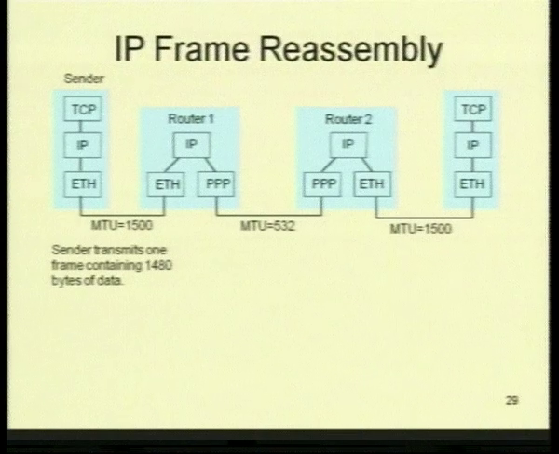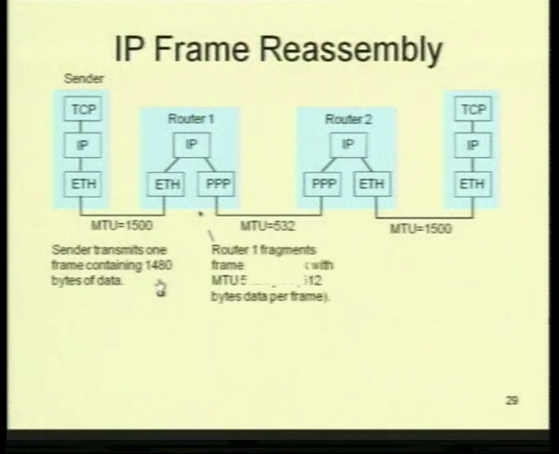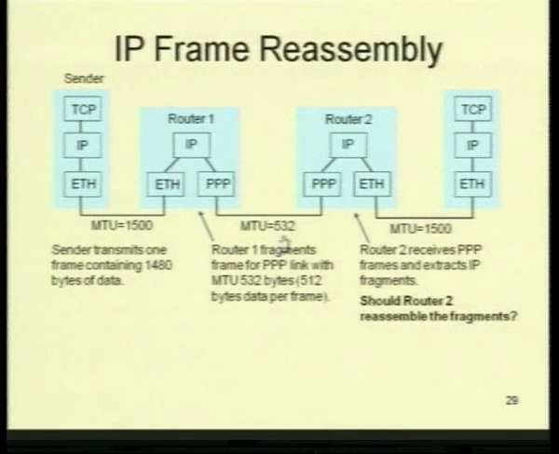So the reassembly part, as I said, takes place at the destination machine. As we saw over here, this is yet another example showing you the data being transferred on an Ethernet network followed by a PPP network which has a 532 byte MTU, followed again by a 1500 byte MTU. So now what happens here is router 1 would have already fragmented it into 532 byte frames, but router 2 actually has a 1500 byte MTU on which it can send it.